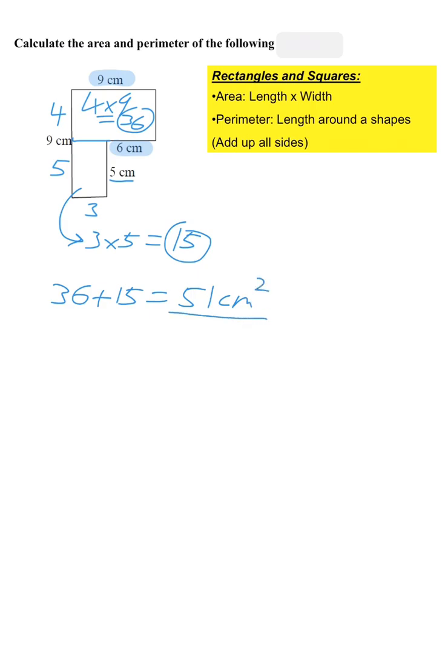That's my area now. Now for perimeter, I need to add up all the outside of the shape. So I'm missing one length on the side here, so that will be another 4, because seeing as I have a 4 on the left, I have to have a 4 then on the right. So for perimeter, I'll have 9 plus 4 plus 6 plus 5 plus 3 plus 5 plus 4. And that is 36 centimeters. Again, remember, no squared for perimeter.